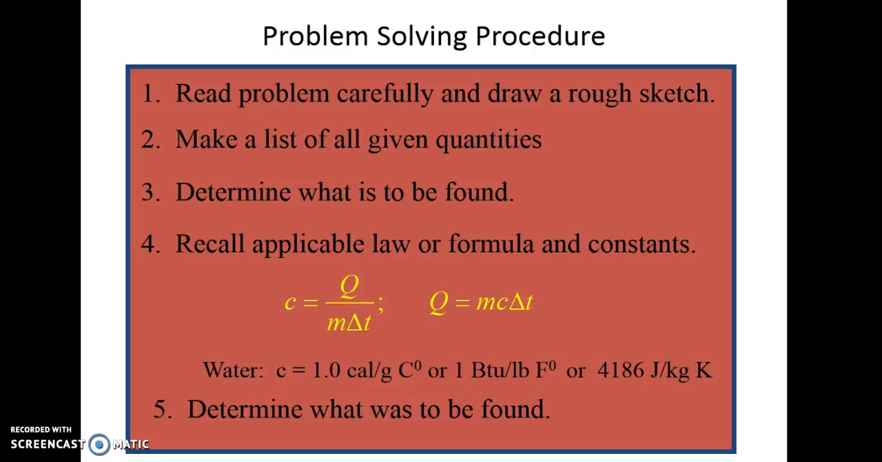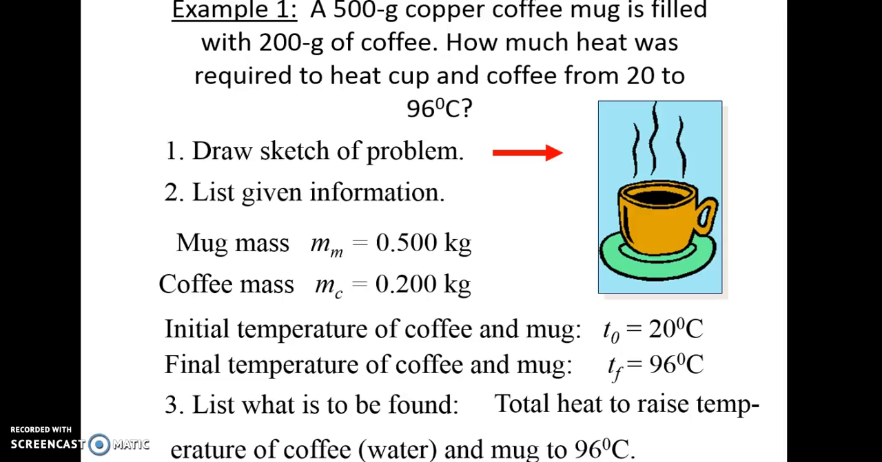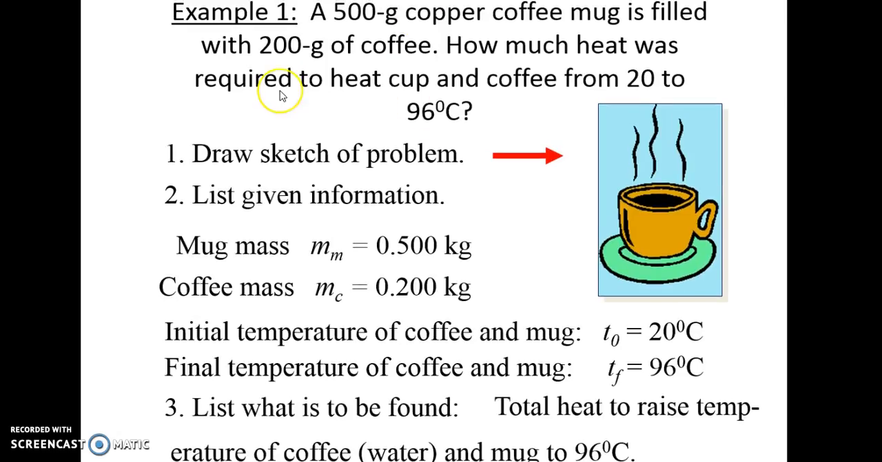So we're going to read the problem carefully and draw a rough sketch, make a list of all given quantities, determine what is to be found, recall applicable law, formula, and constants. So here's our example. A 500 gram copper coffee mug is filled with 200 grams of coffee. How much heat was required to heat the cup and coffee from 20 to 96 degrees centigrade?